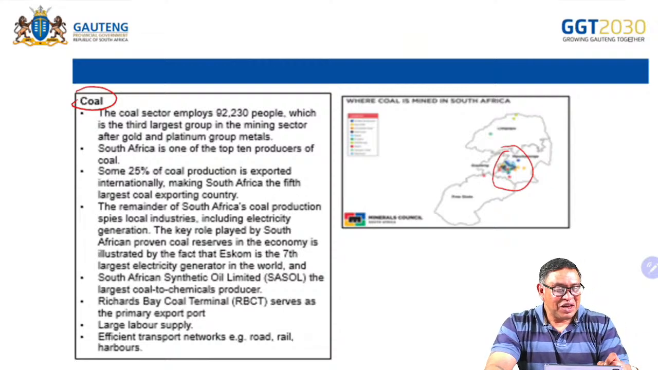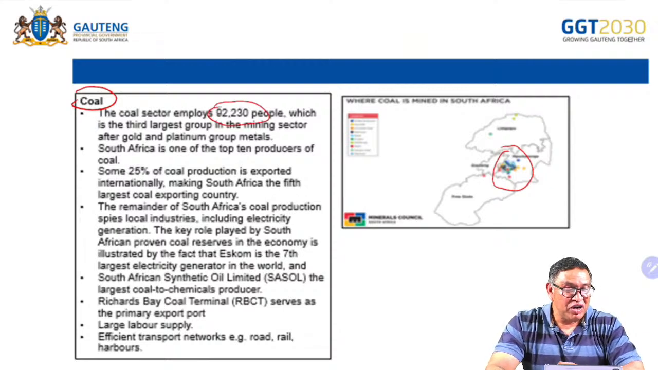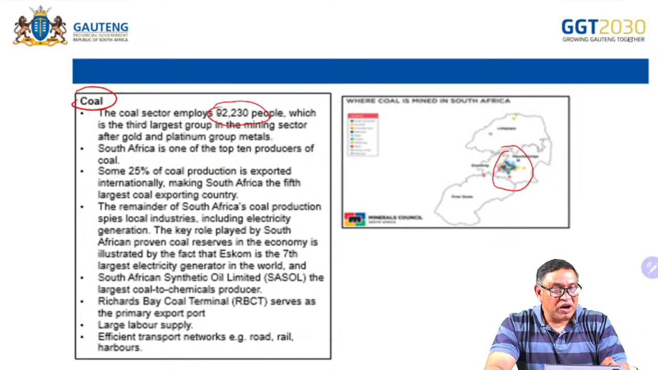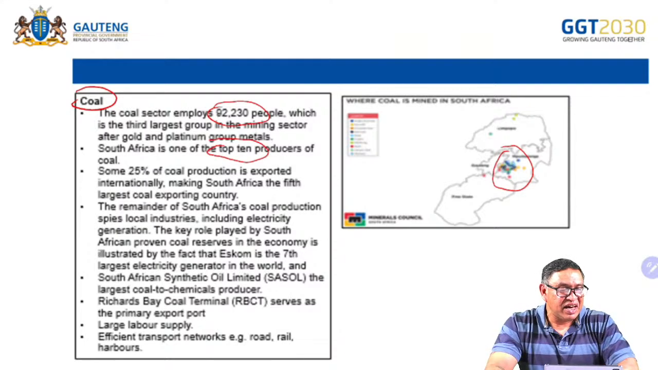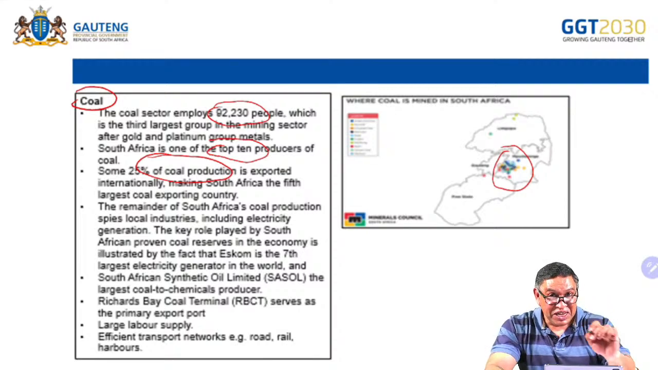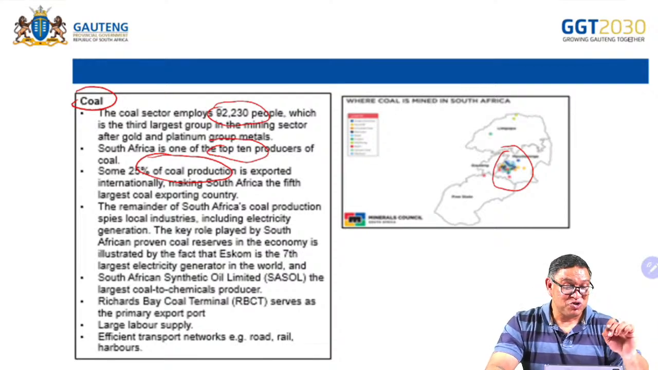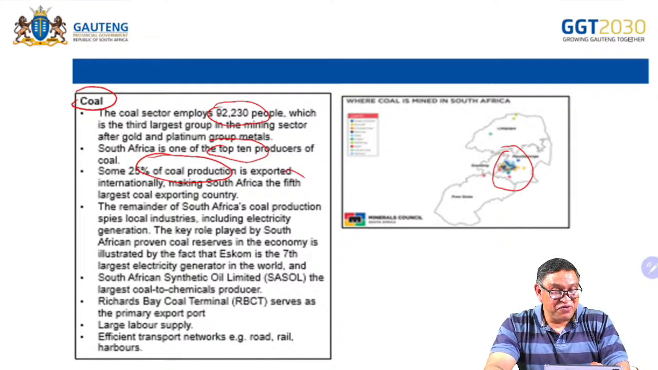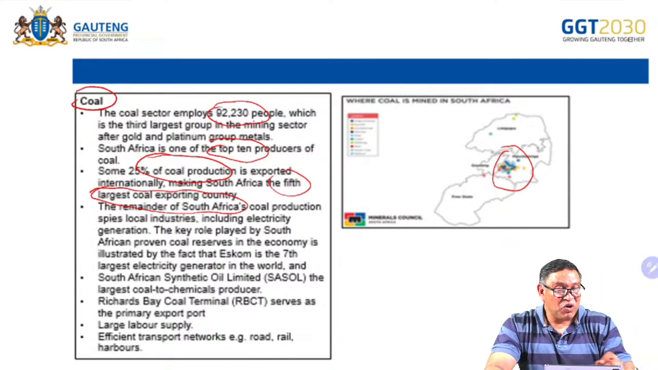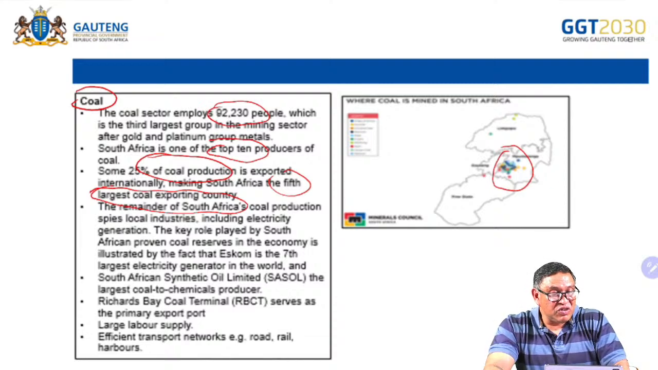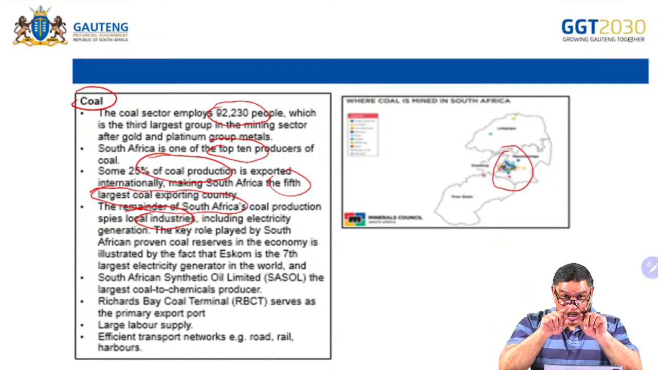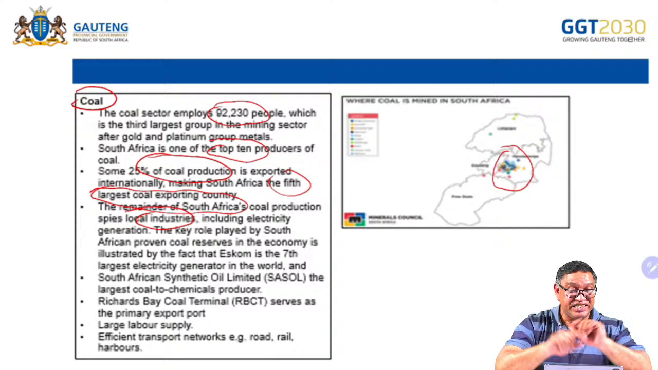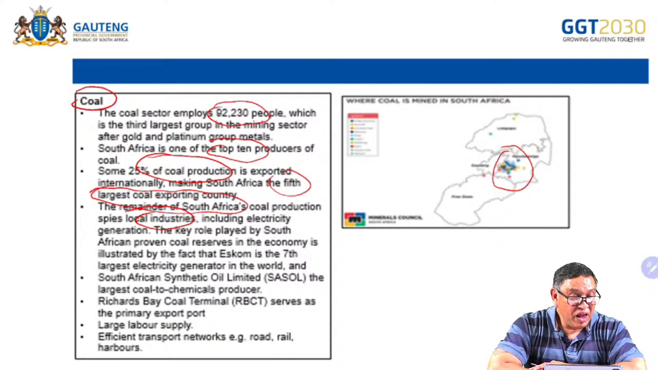Okay, so can you see the employment? It employs a lot of people. It's one of the top 10 producers in the country. You understand? 25% of the coal is exported. Very good. All right? That we sell so much. Okay, it's the 5th largest exporting country. The remainder of the coal production is used by local industries, generation of electricity, okay, is there.